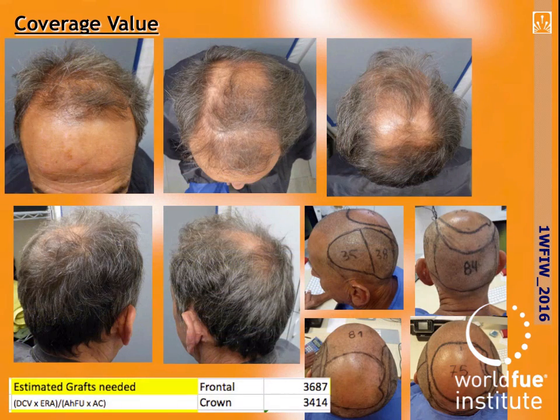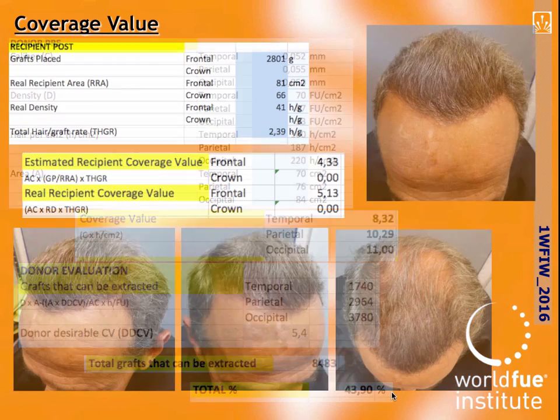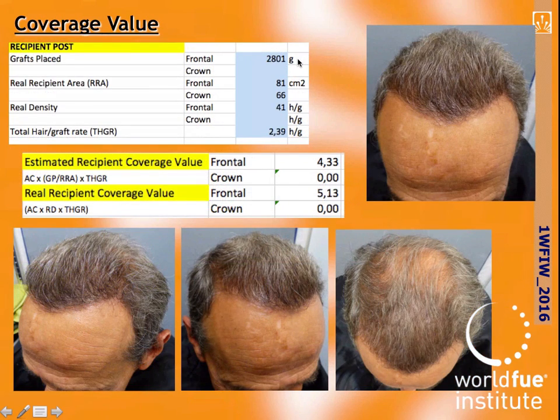Lastly, our third patient, 64 years old, no meds, 156 square centimeters in the recipient. So we calculate that he will need 7,000 grafts to have a 5.4 coverage value in the recipient. 8, 10, and 11 coverage value in the temporal, parietal, and occipital areas. His donor characteristics tell us that he has 8,400 grafts available in the safe area, a 43%. We grafted 2,800 at 2.39 hairs per graft in his 81 square centimeters of the frontal area, for a recipient coverage value of 5.